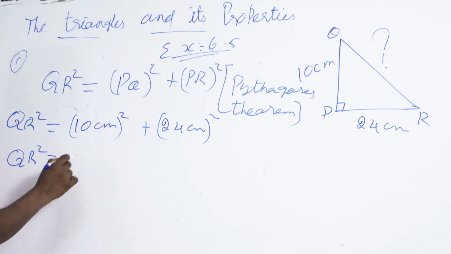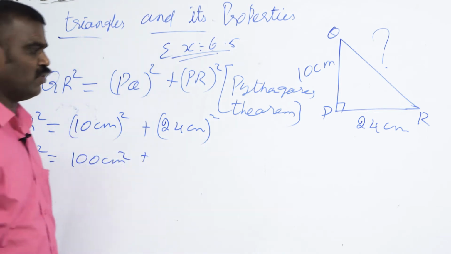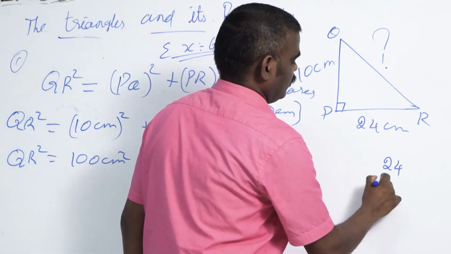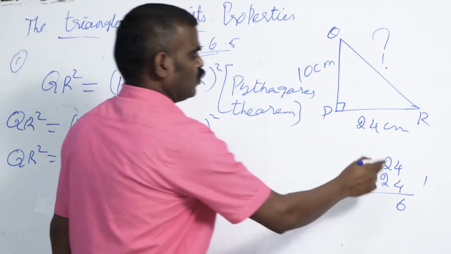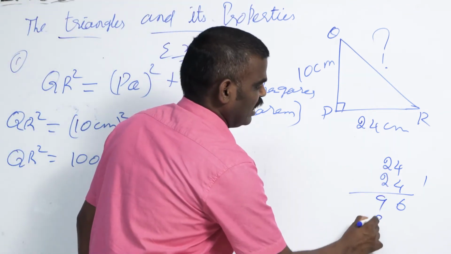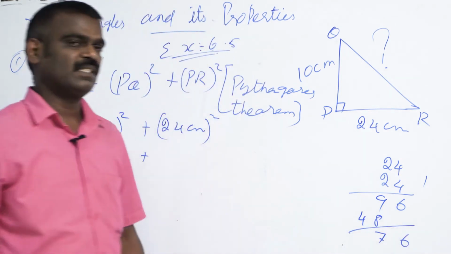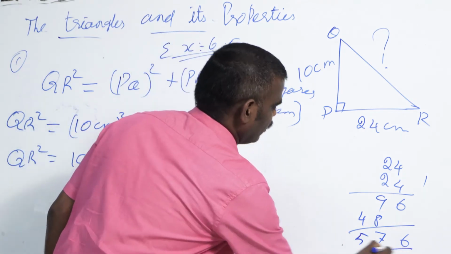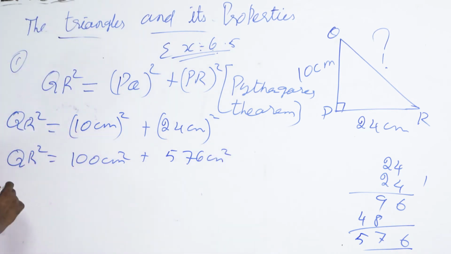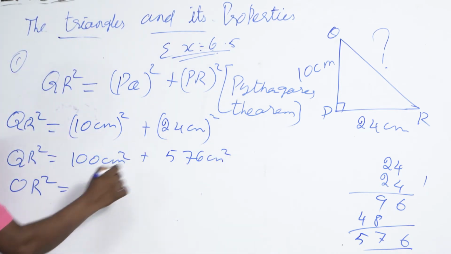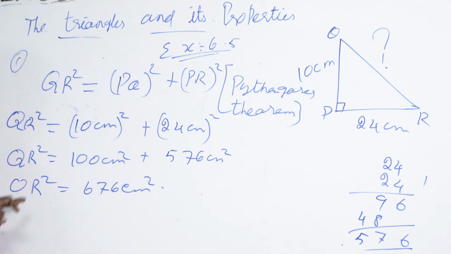QR square equals 10 into 10, how much? 100 centimeter square plus 24 into 24. Multiply. 4 4s are 16, 1 remainder. 4 2s are 8 plus 1 is 9. 2 4s are 8. 2 2s are 4. How much? 6. 9 plus 8, how much? 17. 1 remainder. How much? 5. 576 centimeter square. So QR square equals 100 plus 576, which is 676 centimeter square.